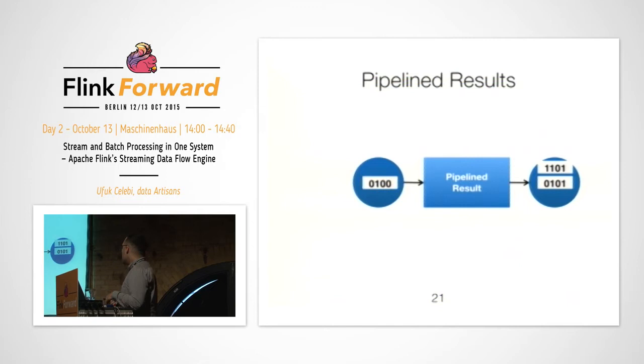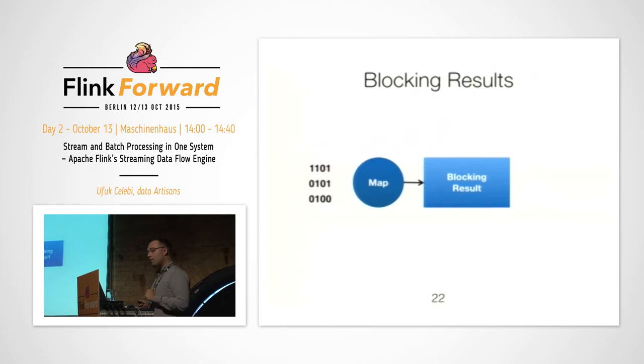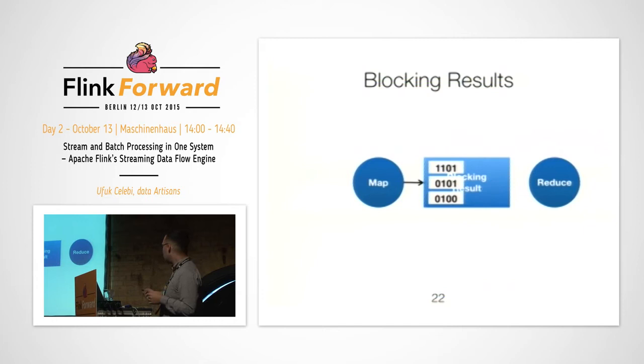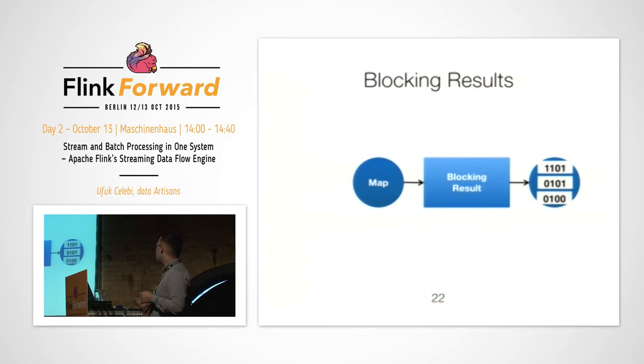What we also have for the dataset API are blocking results. In this case, the whole result needs to be produced before the following operators can be scheduled. So in this case, the whole result has been produced. And now we bring up the reducer. And this can now start fetching the result.